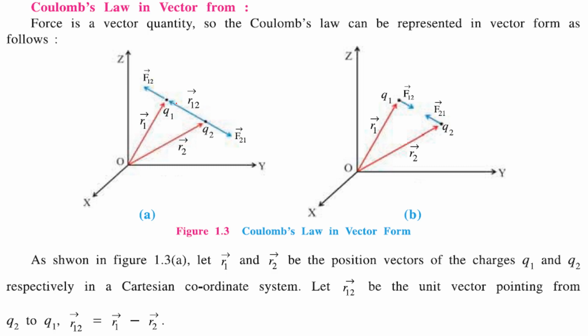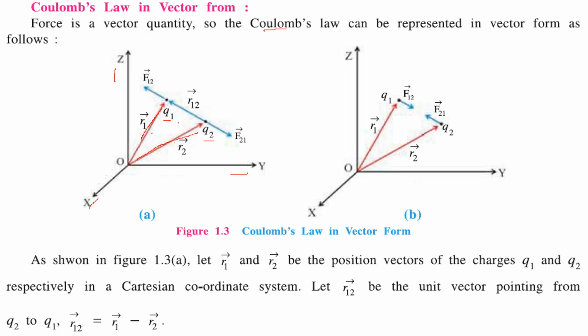Coulomb's law in vector form. See, force is a vector quantity. So now Coulomb's law can also be represented in this vector form. As you see here, let us take r1 and r2, these are the position vectors of the charges q1 and q2. We have a Cartesian coordinate system, so we have x here, y here, z here. So these are three axes, and r1 and r2 are the position vectors for q1 and q2.